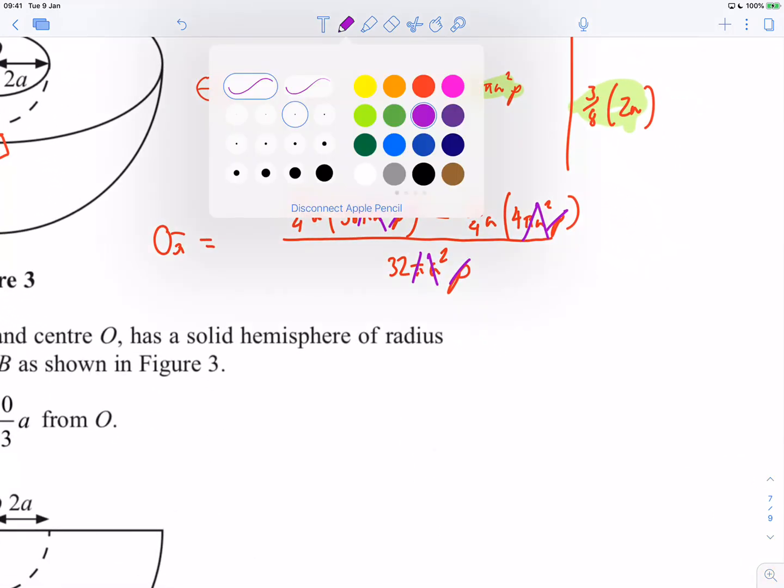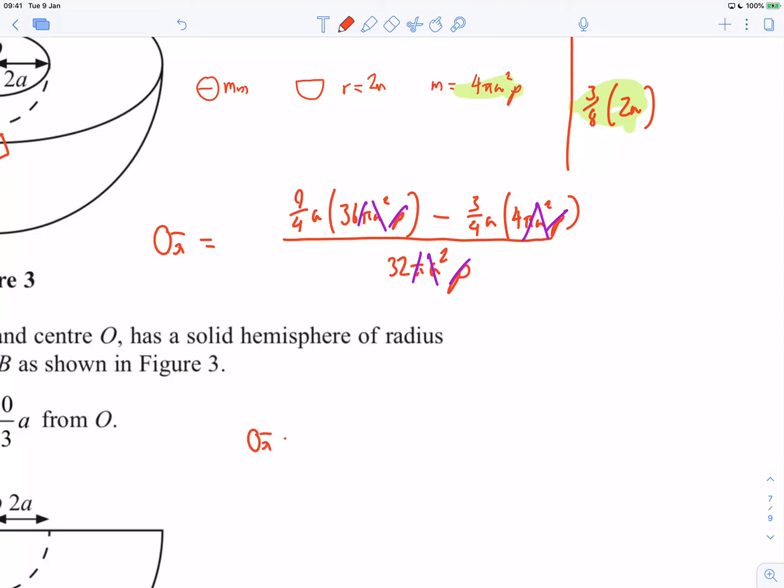So let's tidy this up. So O x bar is going to be 9/4 a times 36. Well, 9/4 of 36 is, wow, 81. So this is going to be 81a minus, and then 3/4 of 4. Well, that's just 3a, and this is all going to be over 32. So what is 81 minus 3, which is 78, and 78 over 32, that is 39 over 16a.